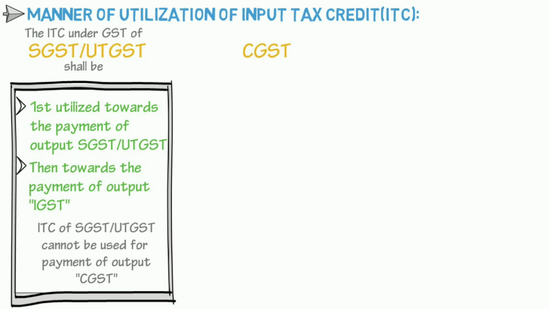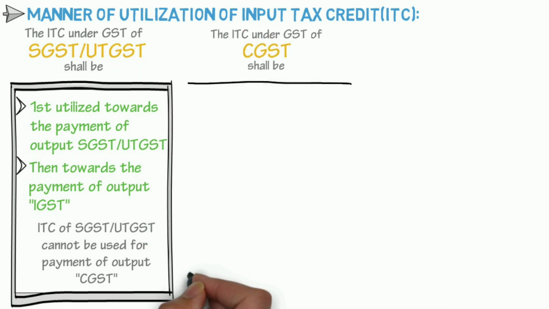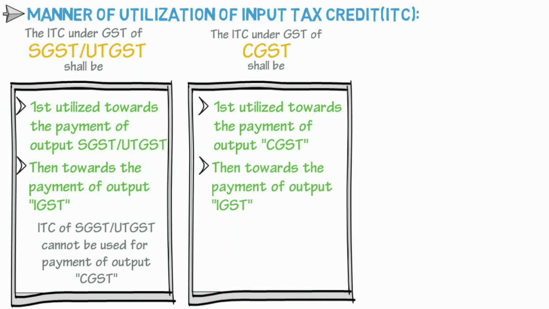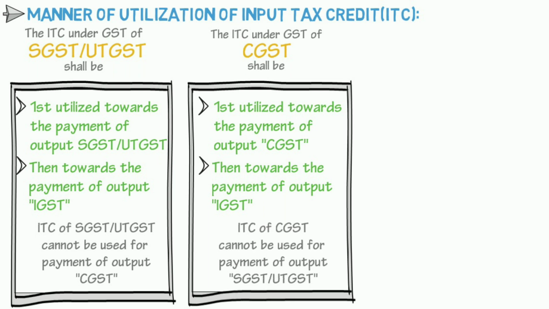Now we move on to central goods and service tax. So the input tax credit under GST of CGST shall be first utilized towards the payment of output central goods and service tax. Then it can be utilized towards the payment of output integrated goods and service tax. So this leads to the conclusion that input tax credit of CGST cannot be used for the payment of output SGST or UTGST. Can you notice one thing here, that both of their input tax credit cannot be utilized for payment of each other's output tax. That is, input tax credit of SGST or UTGST cannot be used for the payment of output CGST, and input tax credit of CGST cannot be used for the payment of output SGST or UTGST.